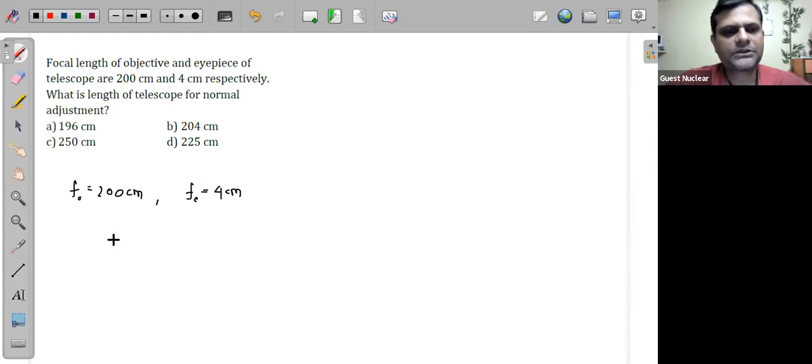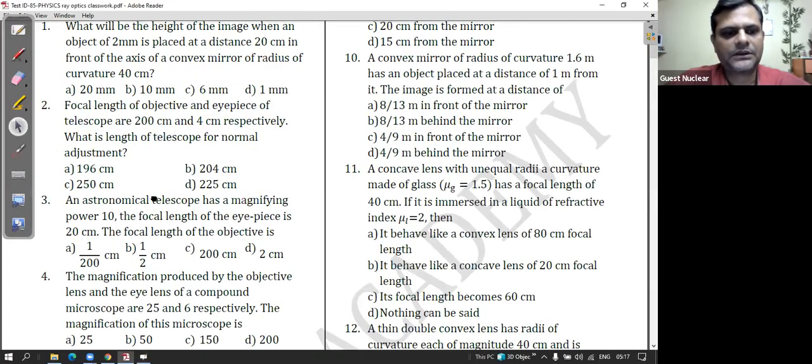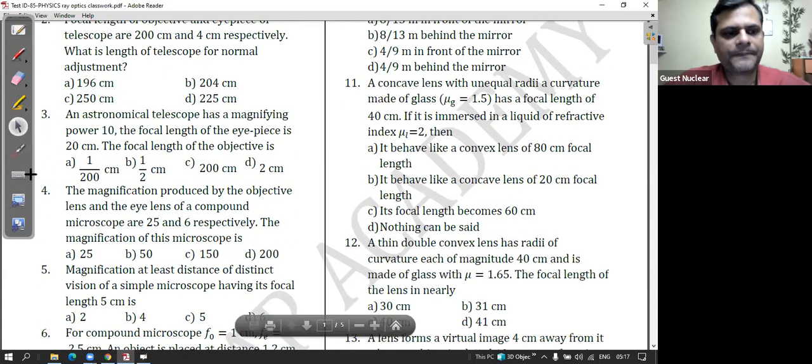It's very simple question. The length of telescope always is going to be the sum of FO and FE, and if we just add these two up, then we can just get 200 plus 4, which happens to be simply 204 centimeter. That's all, which is already there in option number D here. It's just memory based question or just oral question, we can say. Let us see the next one here.